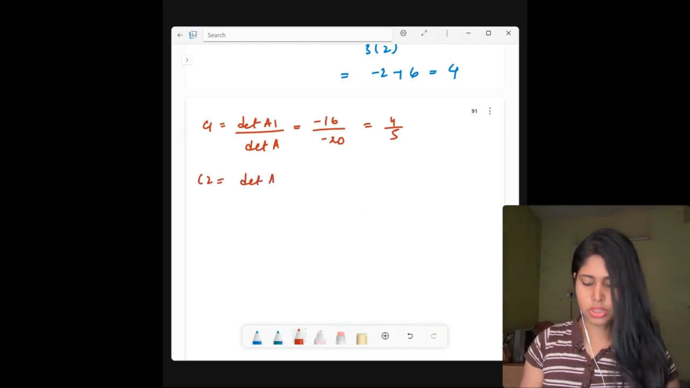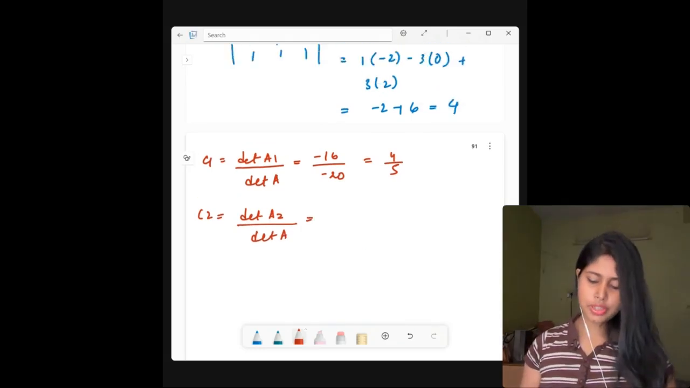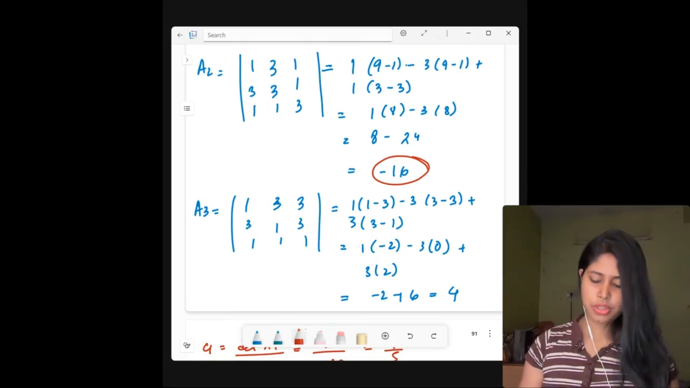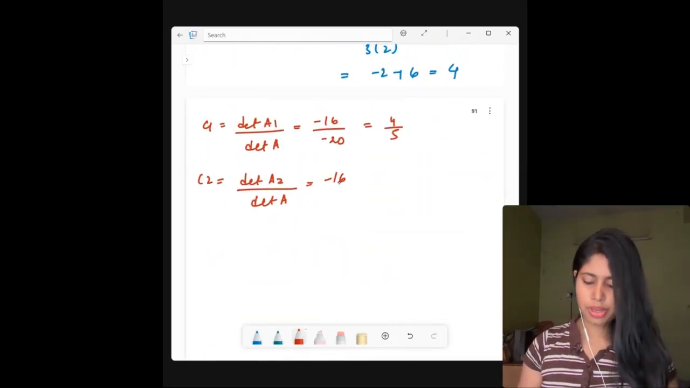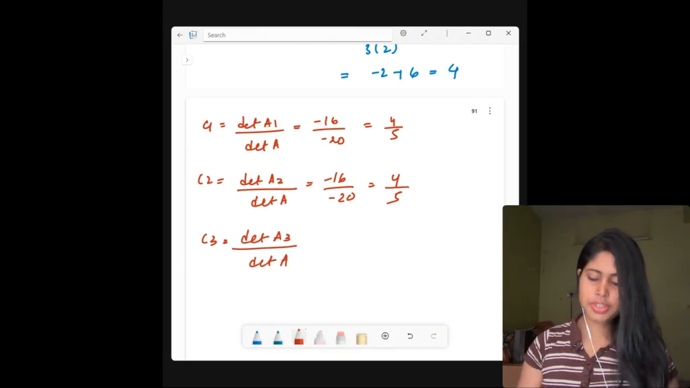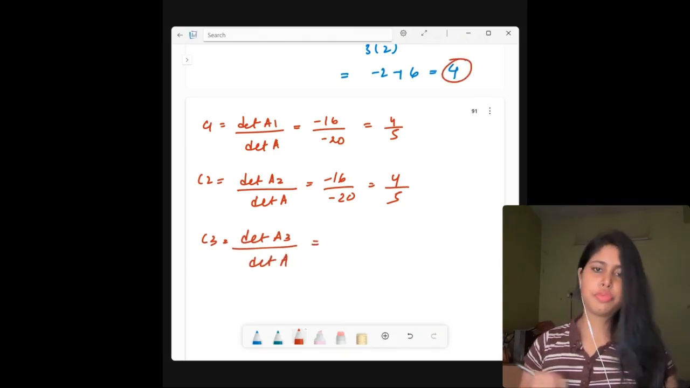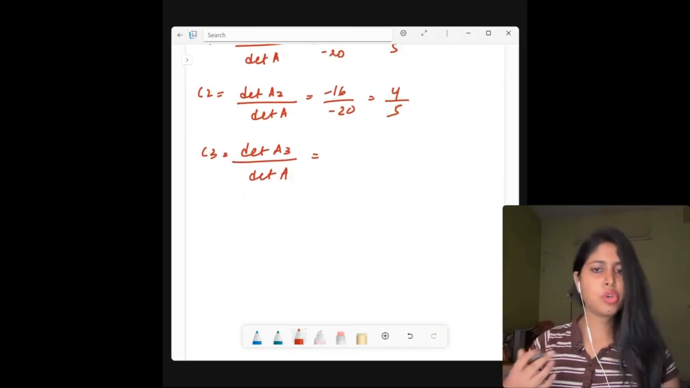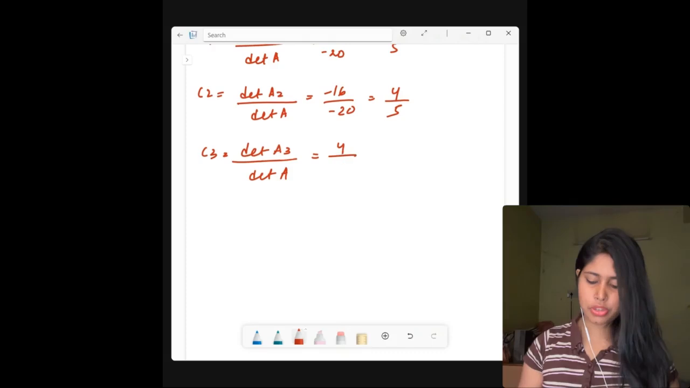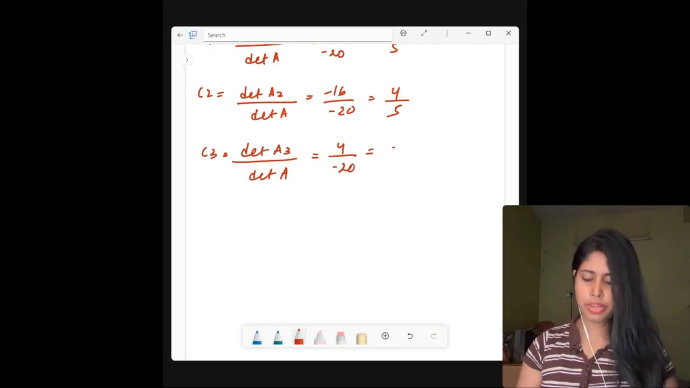Then C2 is equal to the determinant of A2 by the determinant of A. And what is the determinant of A2? That is again minus 16, divided by minus 20. So minus 16 by minus 20 is again 4 by 5. And C3 is equal to the determinant of A3 by the determinant of A. The determinant of A3 is 4, so 4 divided by minus 20, which is minus 1 by 5.